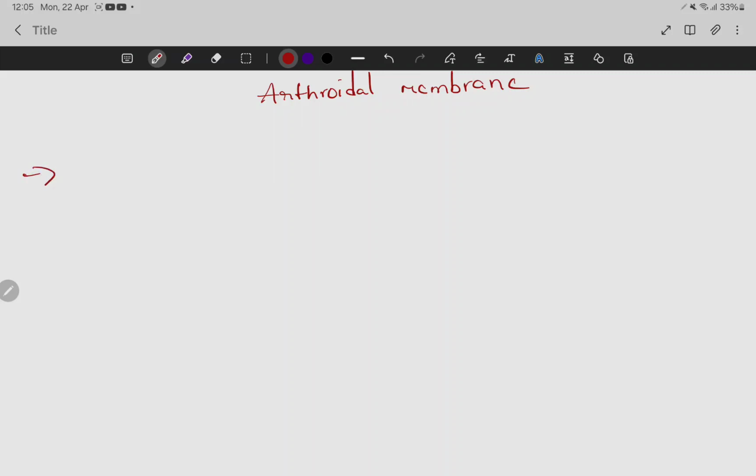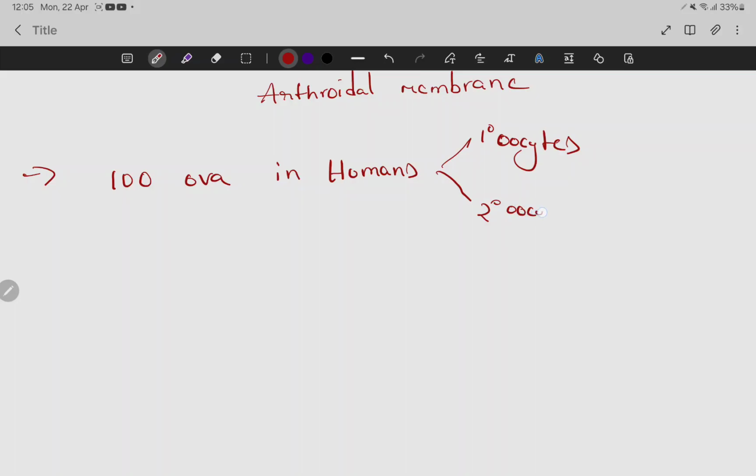Assume that for production of 100 ova in humans, how many primary oocytes and how many secondary oocytes are required? 100 primary and 100 secondary.